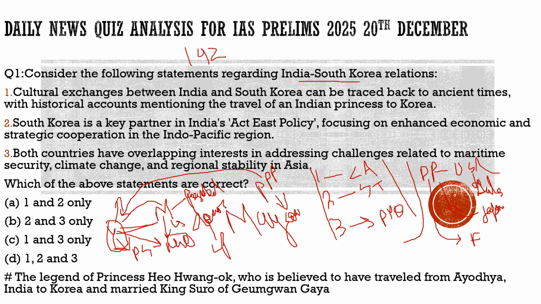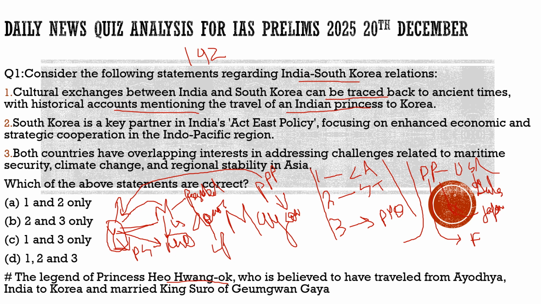The question says, consider the following statements regarding the Indo-South Korea relationship. First statement: cultural exchange between India and South Korea can be traced back to ancient times, with historical accounts mentioning the travel of an Indian princess to Korea. 100% correct. The legends say that a princess, namely Hwang Ok, traveled from India to South Korea. So we have some historical connection too. So statement 1 is correct.